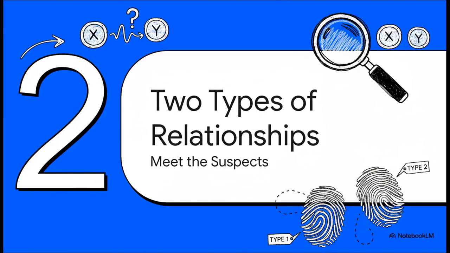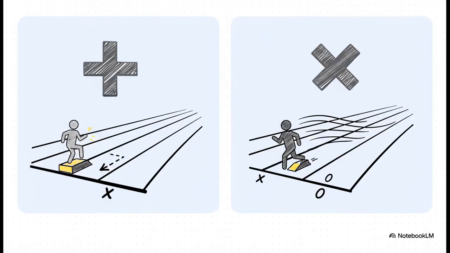All right, so now we know how to tell who's leading and who's following. It's time to meet our two main suspects, the two main types of relationships that x and y can have. So, on one hand, we have the additive relationship. This is where you just add a set number to x. You can think of it like getting a little head start. And on the other hand, we've got the multiplicative relationship. Here, x gets multiplied by a number. And the big thing to remember about this one, it always starts at 0.